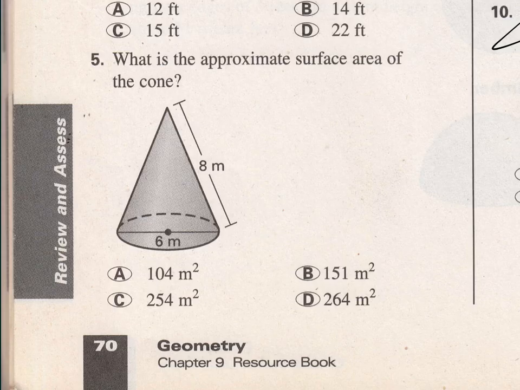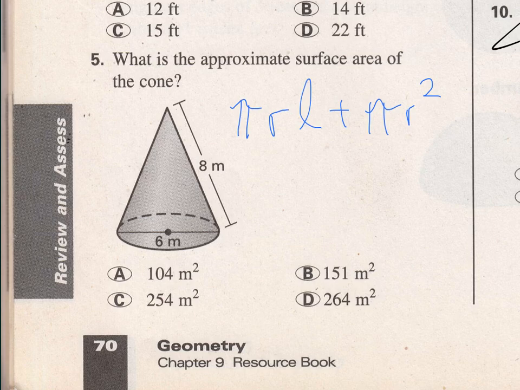Okay, gang, this is number 5, and I believe your last question. You need to find the surface area of this cone. To find the surface area, you're going to take pi times the radius times the slant height, which we'll call L, plus pi r squared. Now they give you 6. This is the diameter, so the radius is going to be 3. So plug all that information in. They give you the slant height. It's right here. And find the surface area. Make sure you've answered all the questions.